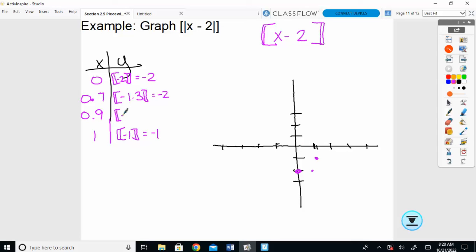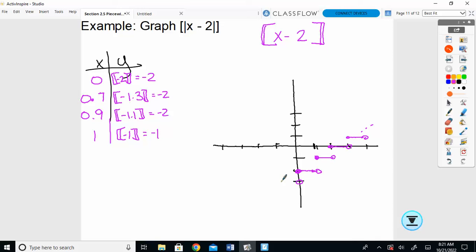If I put in 0.9, 0.9 minus 2 is negative 1.1. What's the greatest integer of negative 1.1? So we are down here, but I know as soon as I plug in 1, it jumps up. So we've got an open circle underneath that, then jumps up. And that's really enough. I can see my steps. Just 1 unit long, closed circle on the left, open on the right. And we just follow our pattern.